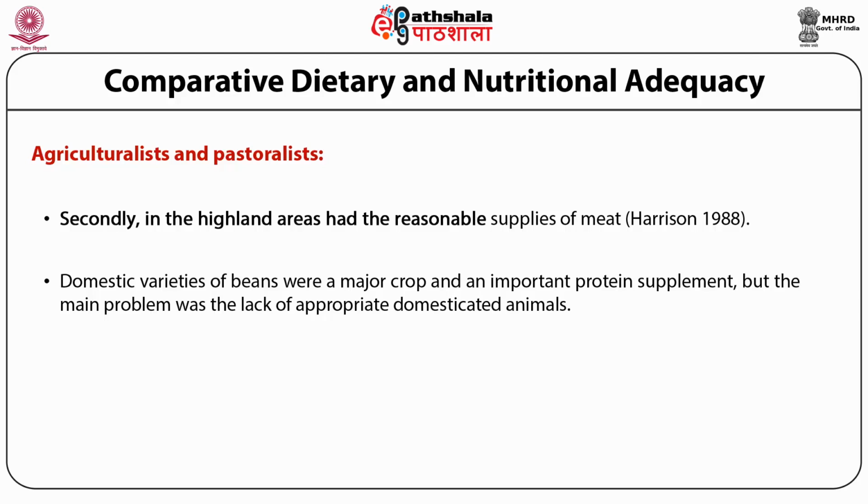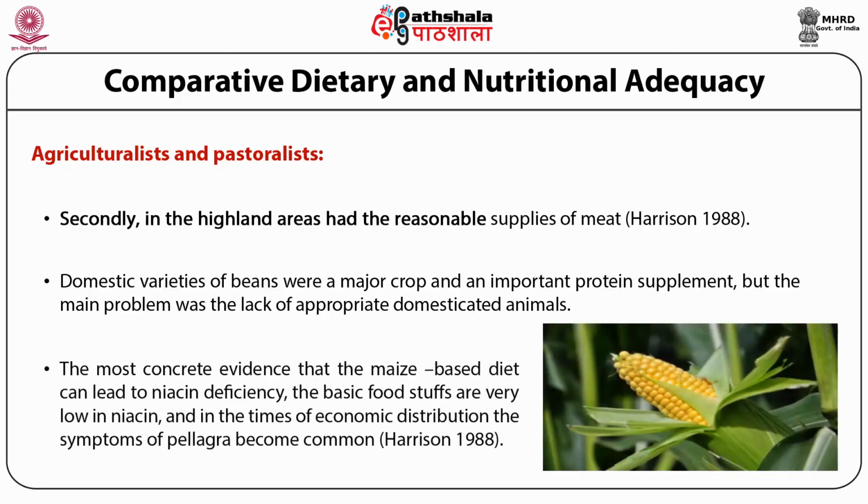The Maya were another maize-based population which may have been affected by nutritional problems. The most concrete evidence is that a maize-based diet can lead to niacin deficiency. The basic foodstuffs are very low in niacin, and in times of economic distress, the symptoms of pellagra become common. In the early 1900s, the lower classes of the southern United States who had a maize-based diet had a high incidence of serious nutritional deficiency disorder.